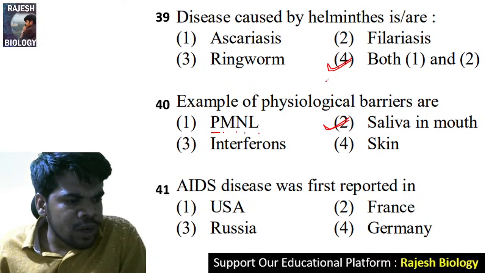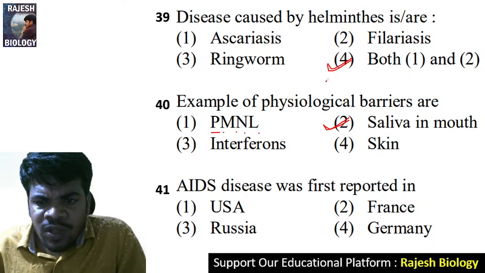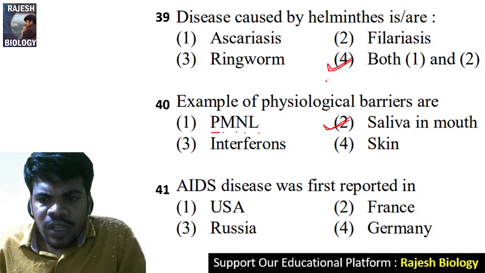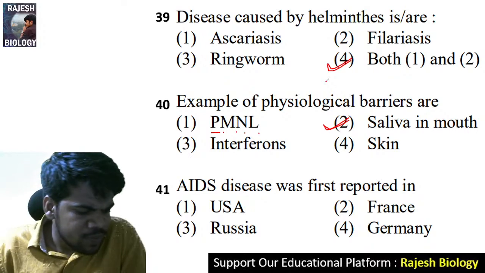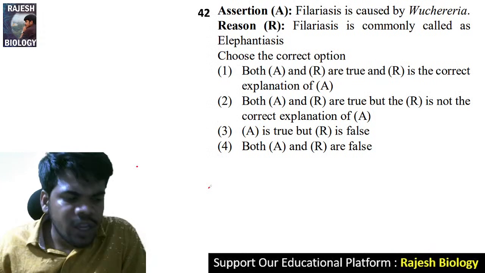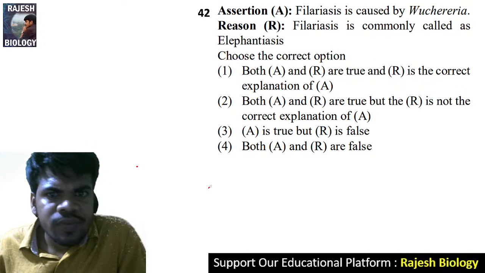Come to the 41st. AIDS disease was first reported in which country? USA, France, Russia, Germany. Yes, excellent, Dharani, USA. Come to the 42nd question.